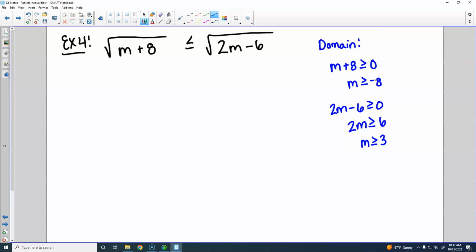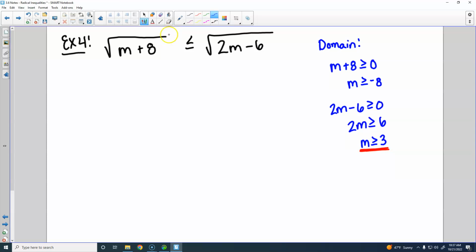So really, the domain here ends up just coming from that one that has the bigger number, because anything greater than or equal to 3 would also be greater than or equal to negative 8, so it won't really be necessary to consider both of those. You do want to consider both of them, but whichever one has the higher number is the one that matters for your answer.